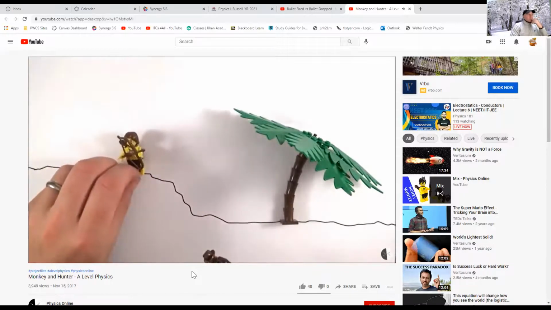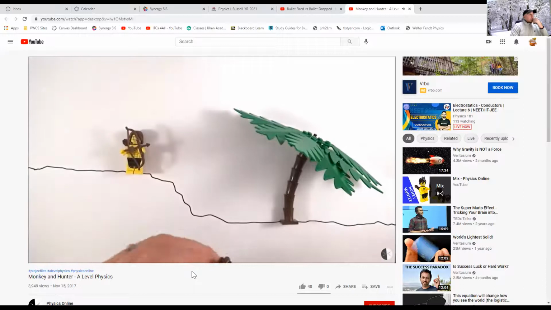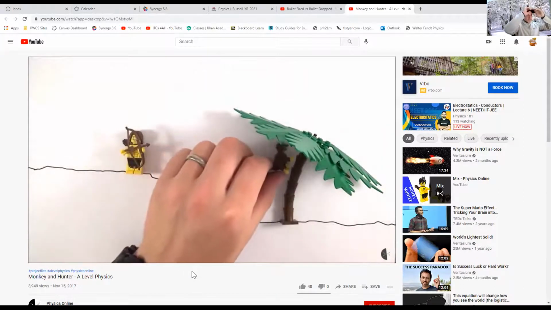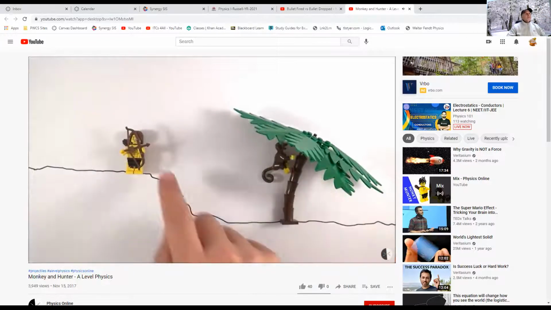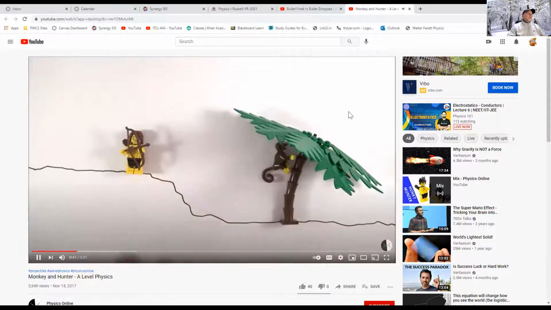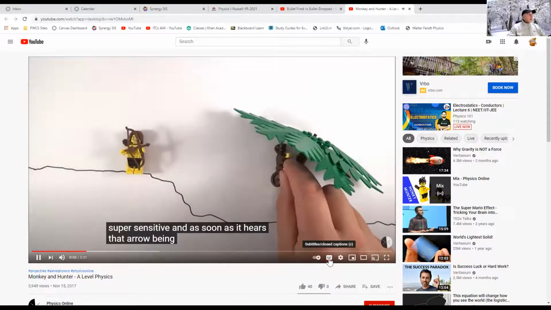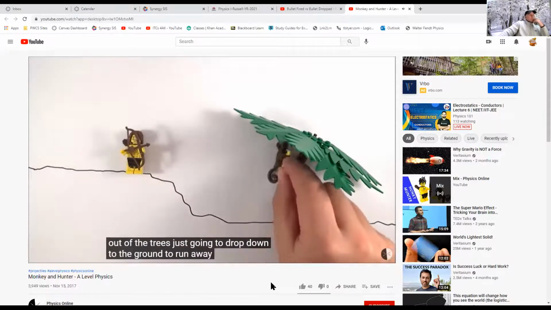So here's the scenario. What you have is a hunter with a gun, or in this case an arrow, and they're going to hunt this monkey. They want to basically shoot it through the head so they can eat it. Now, this monkey's up a tree. The hunter in this case is on a bit of a hill. Now, when they fire their arrow, this monkey is super sensitive, and as soon as it hears that arrow being fired, it's going to jump out of the tree, drop down to the ground and run away.